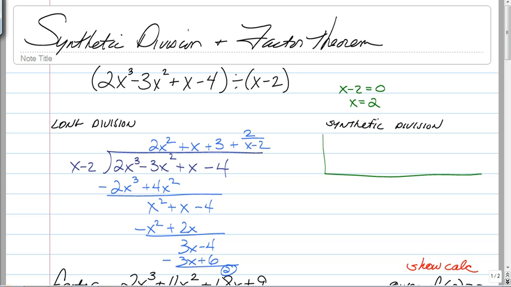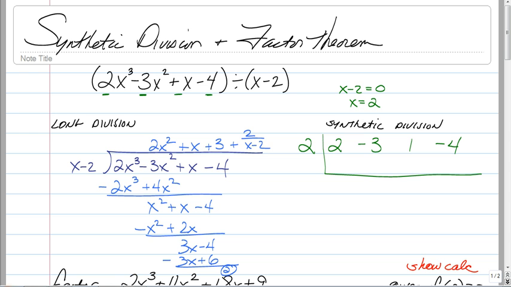So what you're going to do, instead of putting x minus 2 in front, is put just the 2 in front. And then inside this big L, we're just going to use the coefficients. So we have a 2, a negative 3, a 1, and a negative 4. So notice we just used the coefficients and the constant from the last one. And what we're going to do here is something a little bit different.